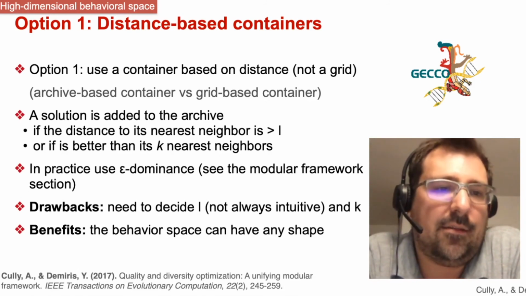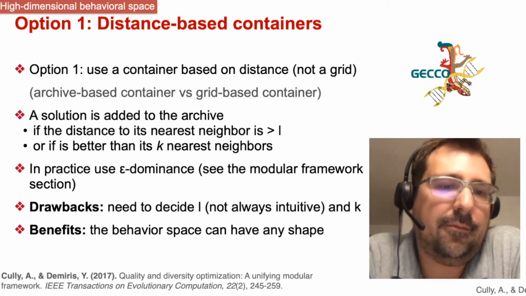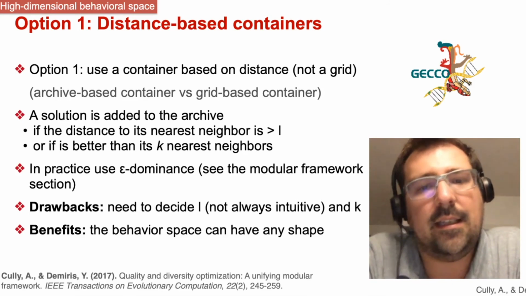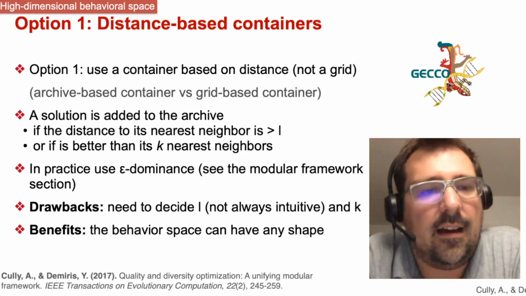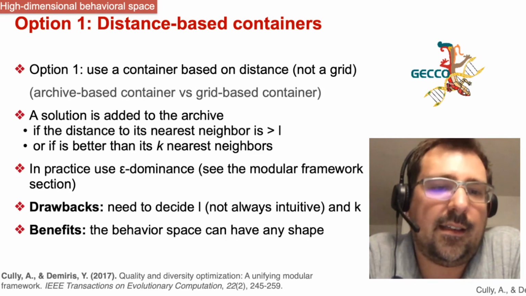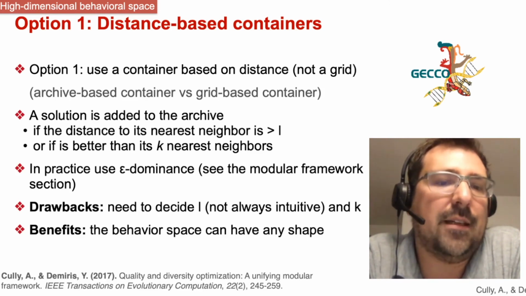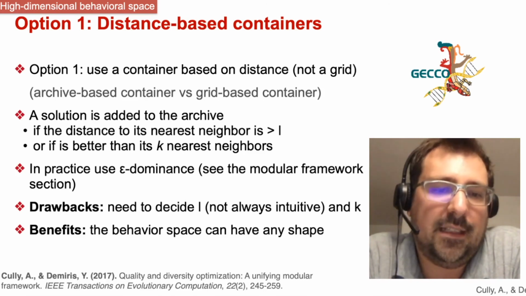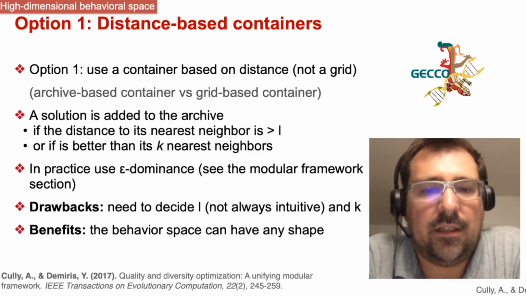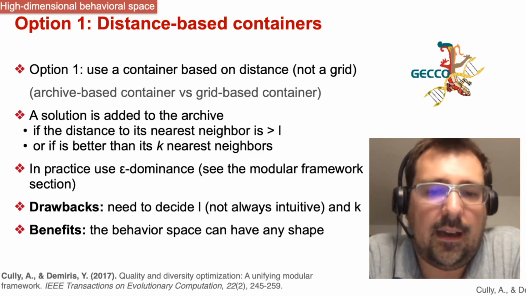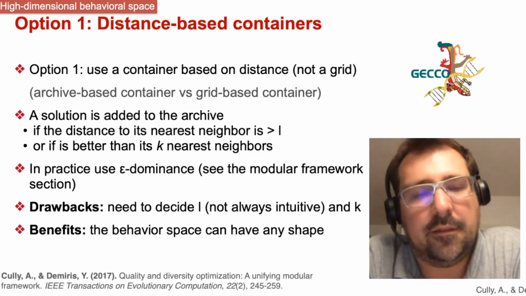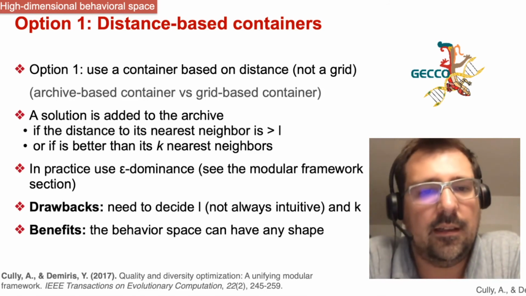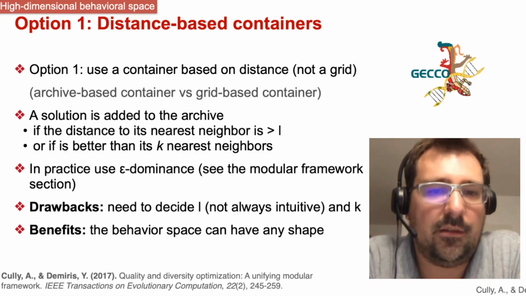The idea is that the solution is added to the archive if the distance to its nearest neighbor is above a given threshold. That means if it has no neighbors, essentially, or if it is better than its k nearest neighbors, so if it's better than things that are all around it. The main drawback of this is that you need to decide the different thresholds, so l and k, but then you don't care about the shape of your behavioral space. It doesn't need to be regular or whatever. So it does work well provided that you have a good intuition about the parameters that you need to use there.